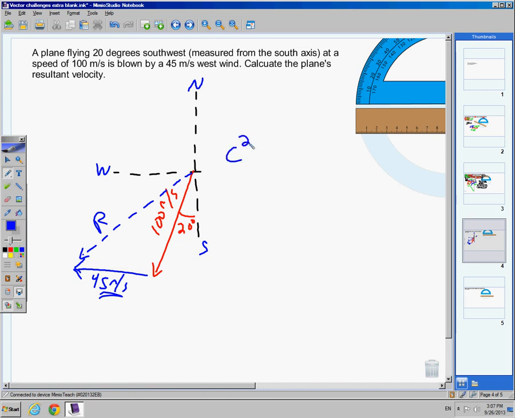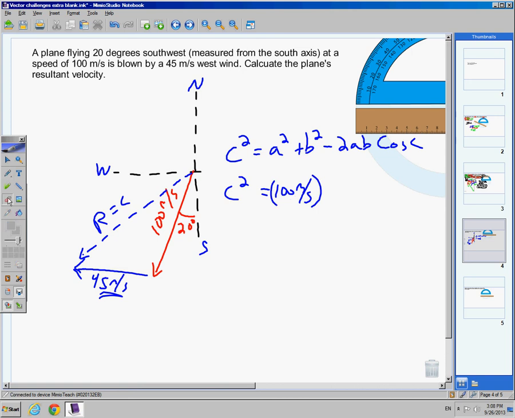Now, by all means, my check would be to draw this to scale and measure it with a ruler or protractor to see what happens. But I choose to do this. So I'm looking for C ultimately, which is our resultant. I can put this equals C. A is going to be 100 meters per second, squared. I'm going to just leave out units here because I'm running out of room. I don't want this to get crazy.